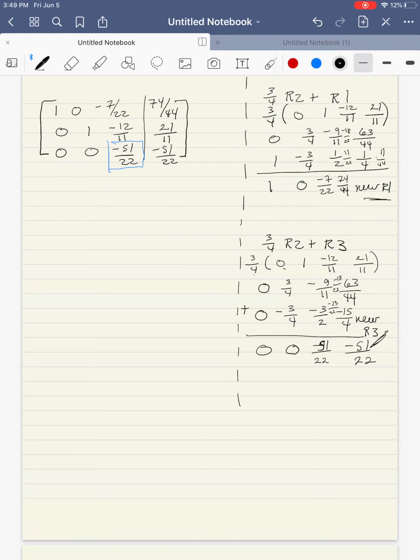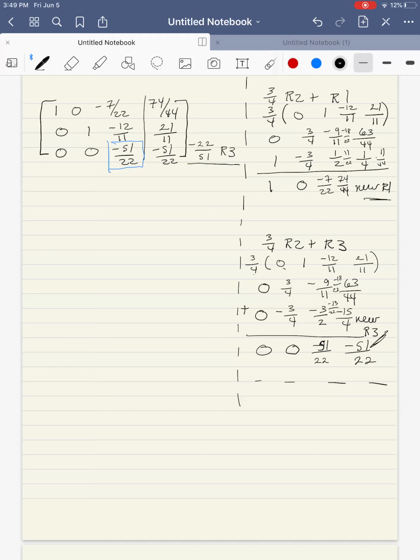All right, I need to get a 1. So I multiply by the reciprocal. The reciprocal of negative 51 over 22: I flip the fraction, but the sign does not change. So that would be negative 22 over 51 times row 3, because a negative times a negative is a positive 1.